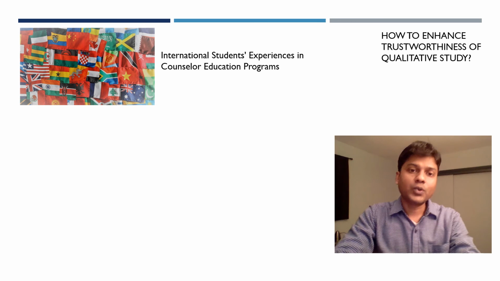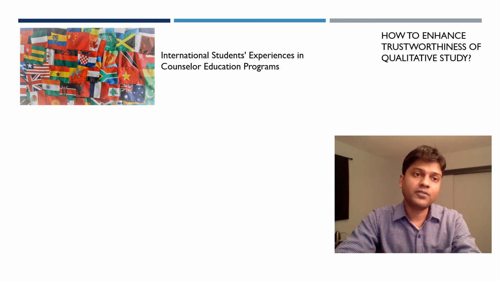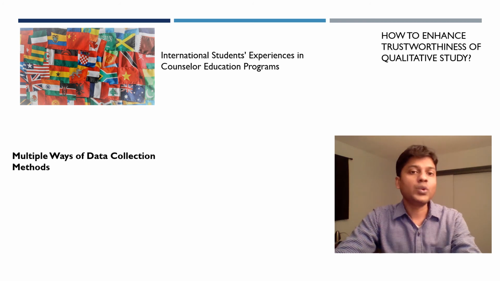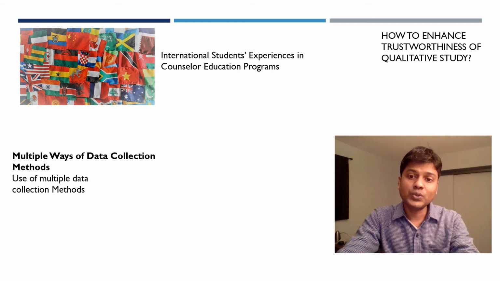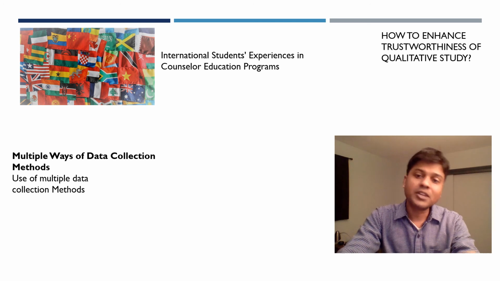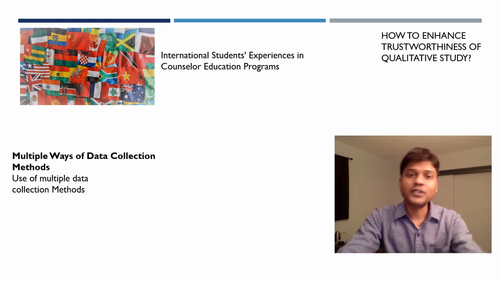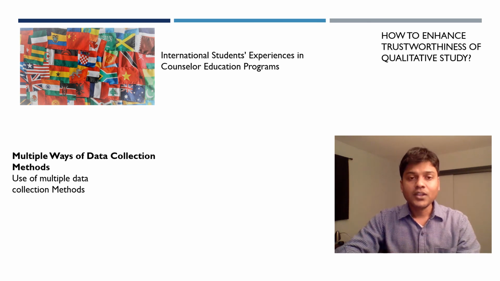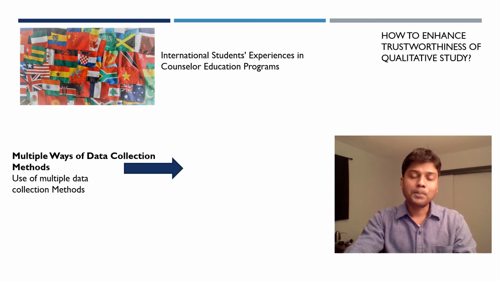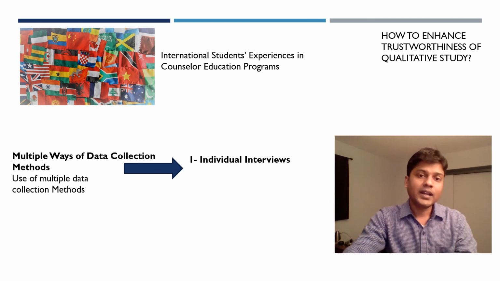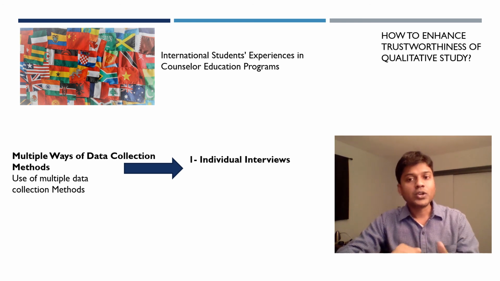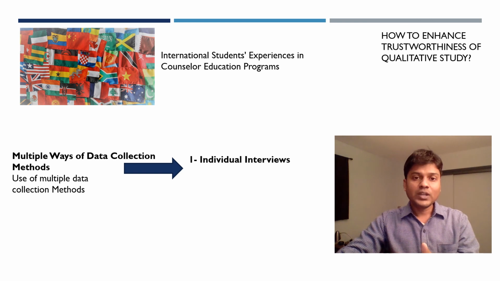The fourth type of triangulation that we use to enhance trustworthiness of qualitative research is called multiple ways of data collection methods. Here, as a researcher, we collect data by using multiple methods. Let me take the same example of international student experiences in counselor education programs. First of all, I can select, let's say, 10 participants who are international students enrolled in counselor education programs, and I can conduct individual interviews. I can talk to each participant individually and conduct in-depth interviews to collect the data.